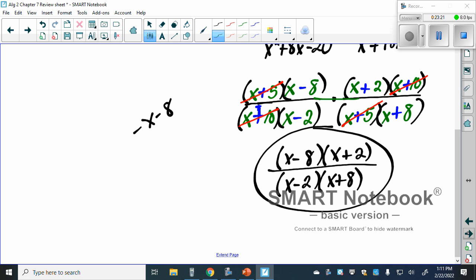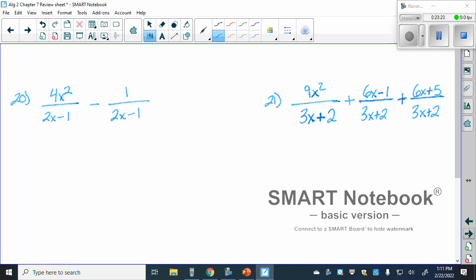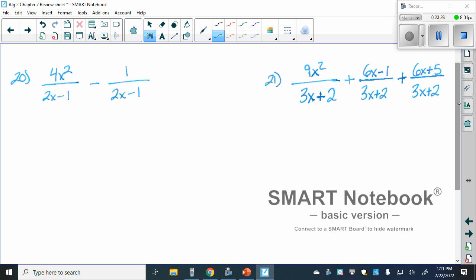Let's look at the next problem. Number 21. We're looking at addition and subtraction. Now the only way we can add or subtract rational expressions is if the denominators are all the same. Well, luckily for us here, all three of these have 3x plus 2 as their denominator. And also, since it's all plus, we can go on and add them together because we don't have to worry too much about the signs with subtraction. We can just go on and add the numerators.